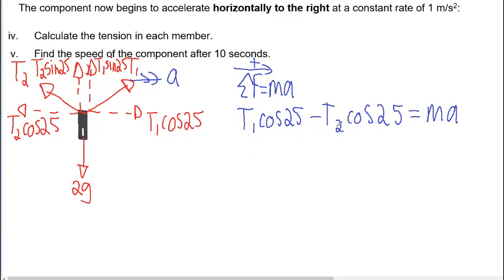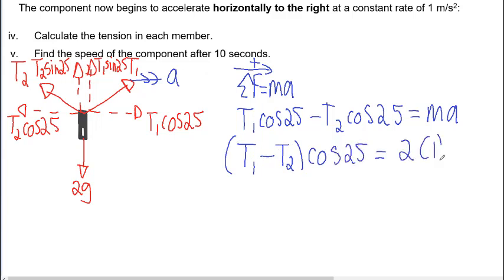First of all, let's take cosine 25 as a common factor. So we get T1 minus T2, both multiplied by cosine 25, is equal to the mass multiplied by the acceleration, both given in the question. Now divide both sides by cosine 25 and we get this expression here equals 2.2. Now this is one equation.